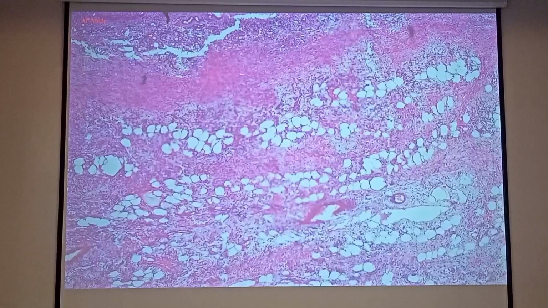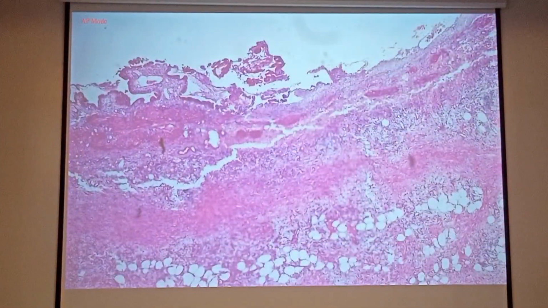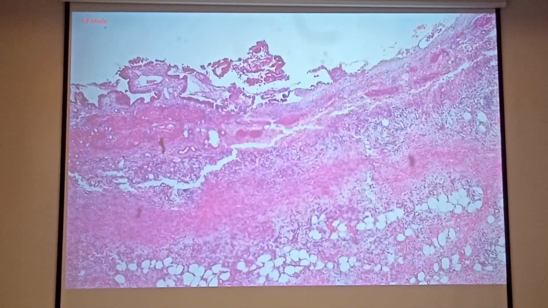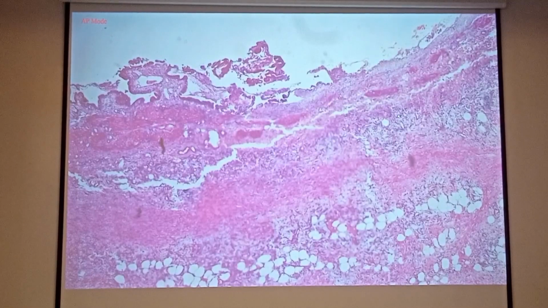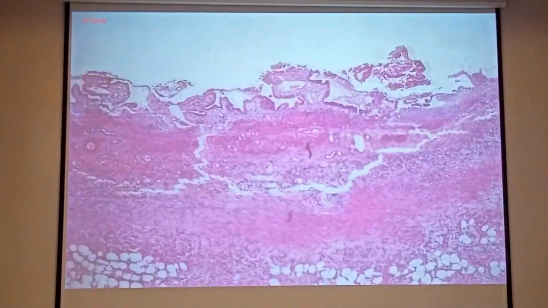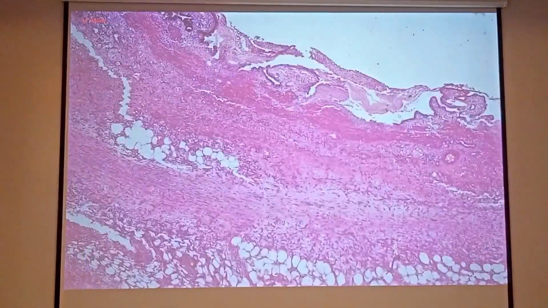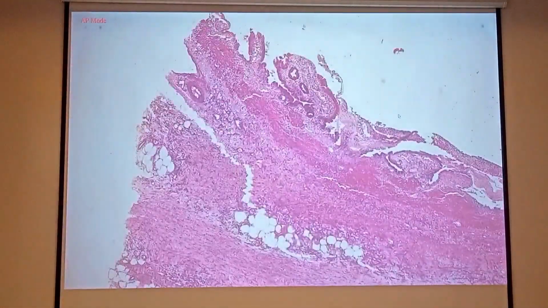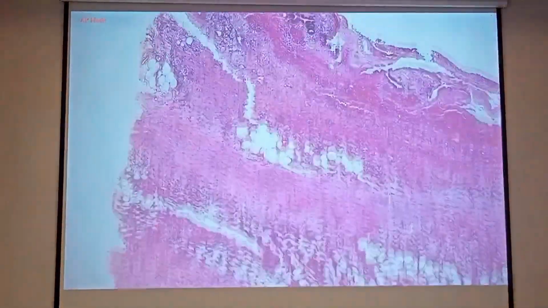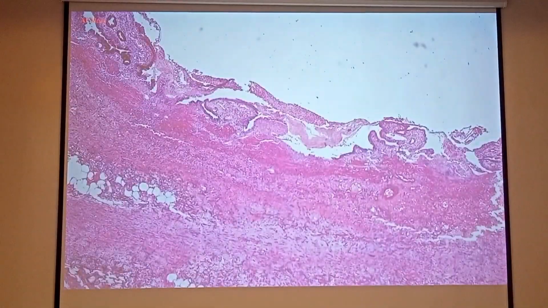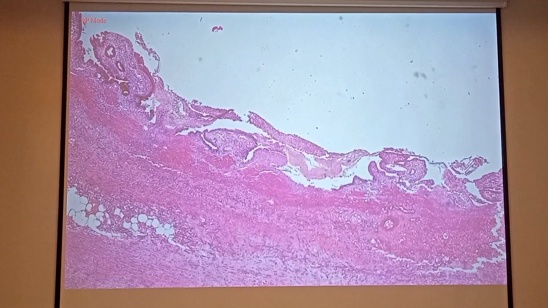So this is actually chronic cholecystitis. Chole meaning bile, cyst meaning bladder, itis meaning inflammation. So chronic cholecystitis. The majority of the cases that display this kind of histopathology are usually caused by whatever is in the lumen.